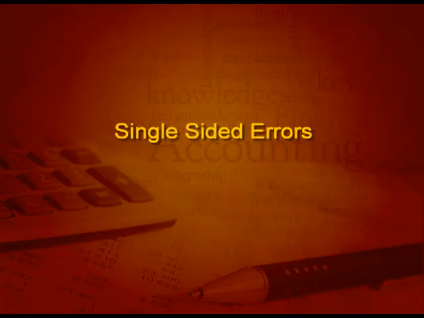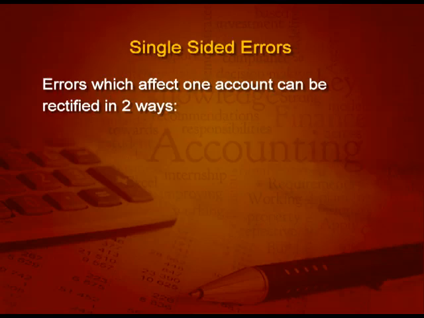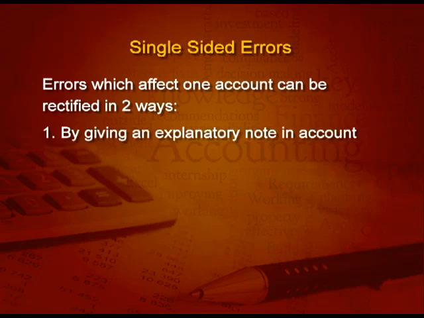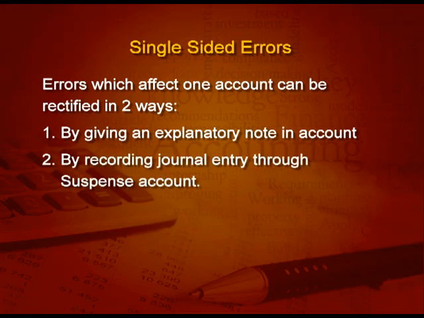In the previous session, we discussed double-sided errors and now we will be discussing single-sided errors, which will not allow the trial to tally. Errors which affect one account can be rectified in two ways. First, by giving an explanatory note in the account, and second, by recording a journal entry through suspense account.